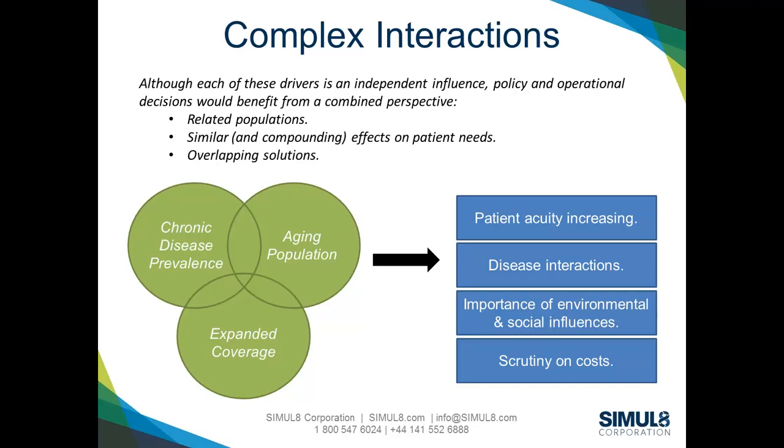of some of the things that we're going to need to look at, right? The increasing patient acuity due to all three of these factors, the disease interactions that are going to happen with all three of these, the importance, and I think this is probably one of the most interesting, the importance of the environmental, social, community factors that really affect the health outcomes of patients. And so if we can look at how these different pieces fit together, we can be much more effective in making those policy decisions and those operational decisions about where we're going to focus time and effort.